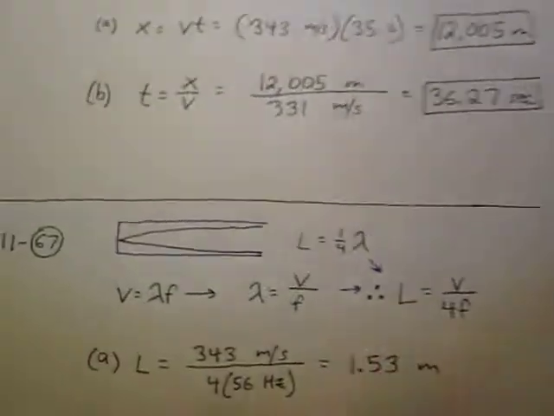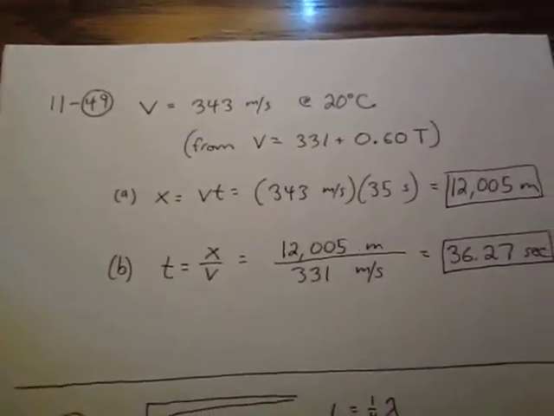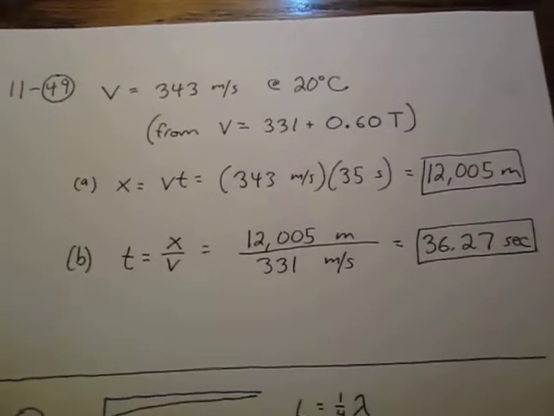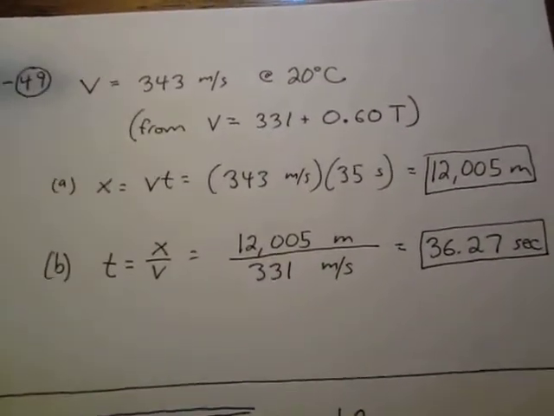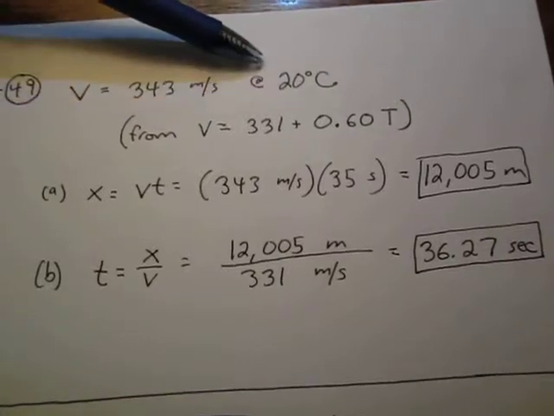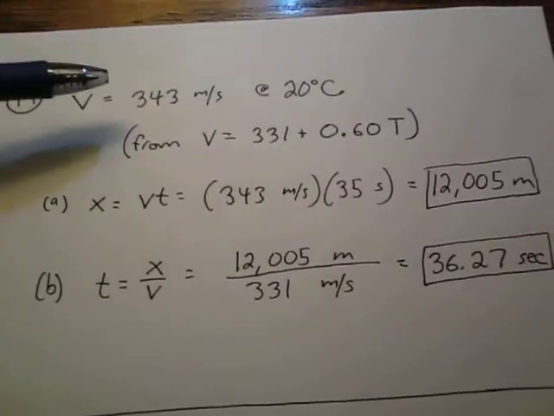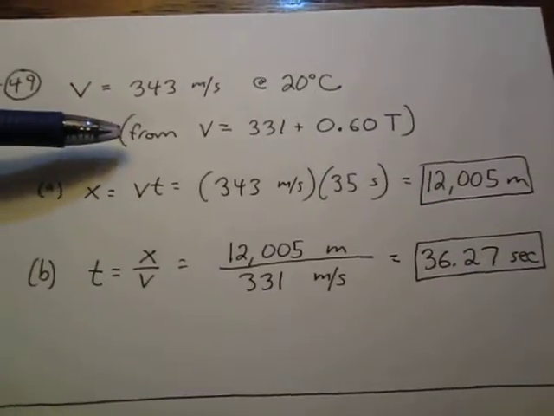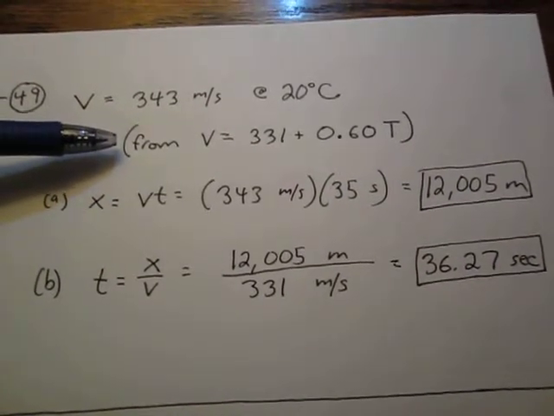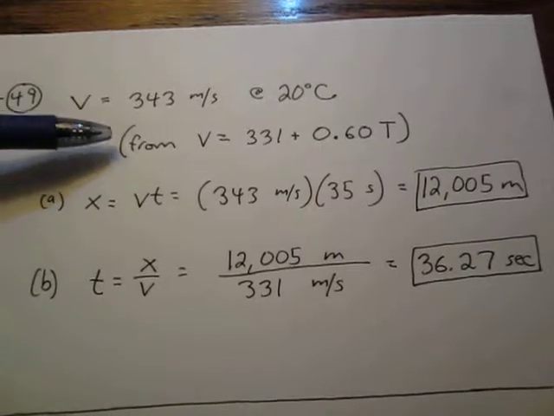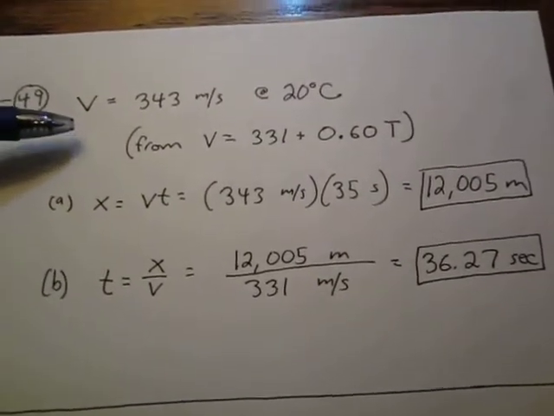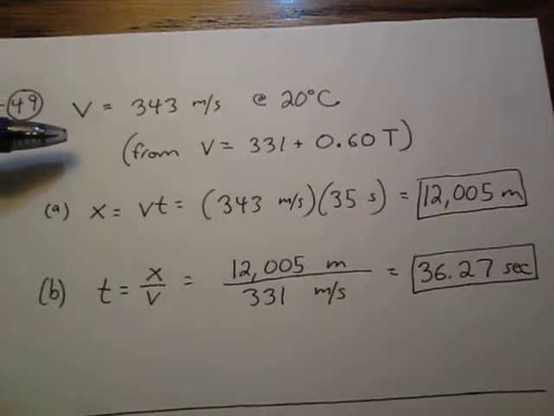The next problem is number 49. We take the speed of sound to be 343 meters per second at 20 degrees Celsius. That's something that was given in class. But also, we can get it from this equation, that near room temperature, velocity is 331 plus 0.6 times the temperature. So when you make that temperature 20 degrees Celsius, you get a velocity of 343 meters per second.